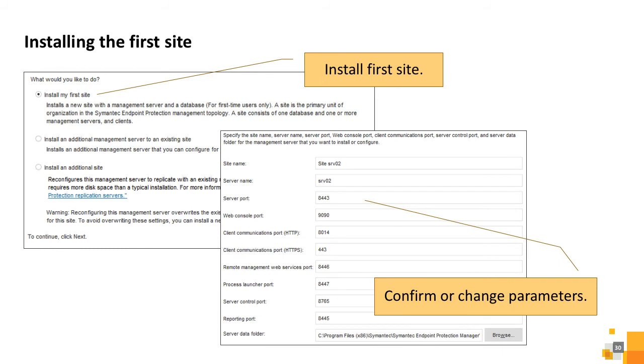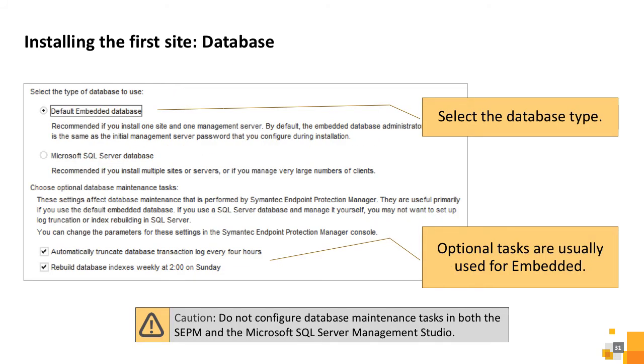Then, select Install My First Site. A site comprises at least one SEPM and a single database. This setting is selected when installing the first site. Installing and managing additional management servers and sites is covered in the Managing Replication and Failover lesson. Next, select the database type.